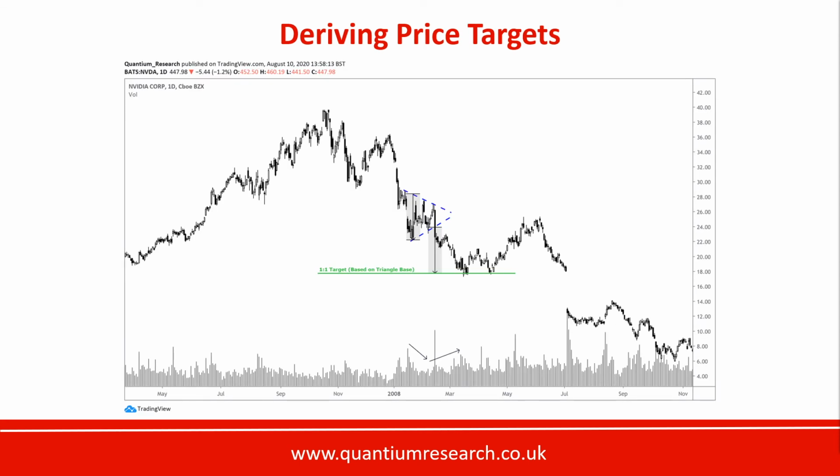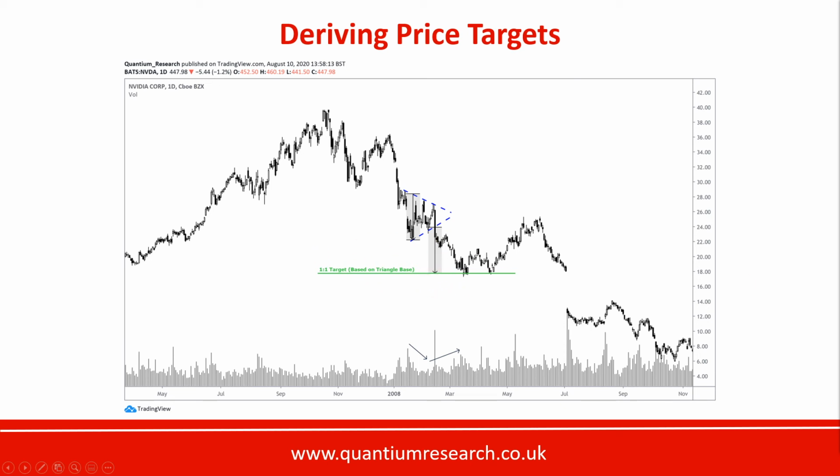We've got a price target derived from the base of the triangle, which was met shortly after the breakout. This is the base area. We have that projection made from the point of breakout. You can see that's to the downside. You would project it from there, a 1-to-1 target.